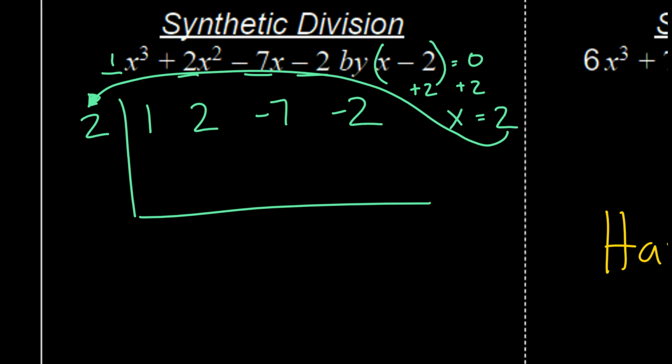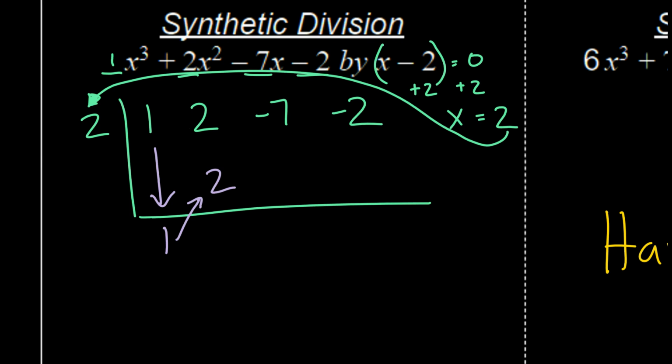Okay. So, the very first step, and you'll do this exact same process every single time. First step, bring down the 1. Bring down that first term, that first number. Next step, multiply 2 times 1. So we're multiplying the number outside times the 1 we brought down, and what do you get? 2. And you place it inside the division house in that next spot.